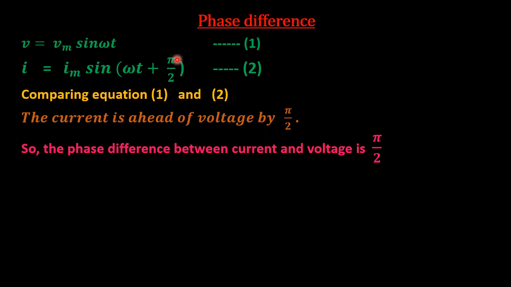For the AC circuit containing the inductor, voltage was ahead of current, and the voltage was reaching 0, maximum and minimum ahead of current. But in this case, for an AC circuit containing the capacitor, current will be ahead of voltage, and this current will be reaching 0, maximum and minimum ahead of voltage. So that is the main difference between the AC circuit containing inductor and the AC circuit containing capacitor.